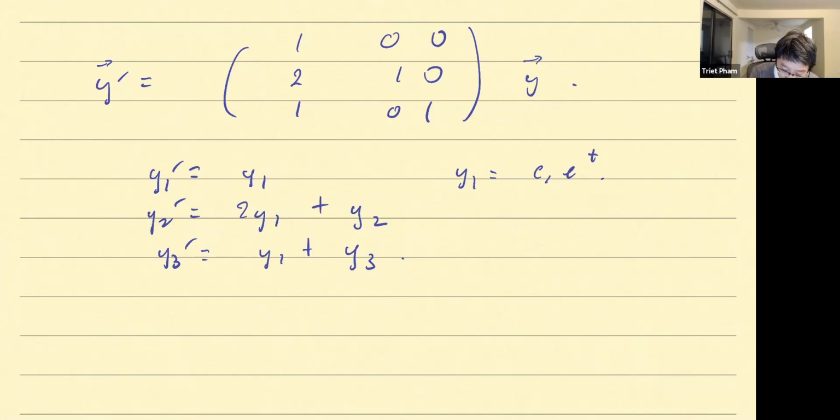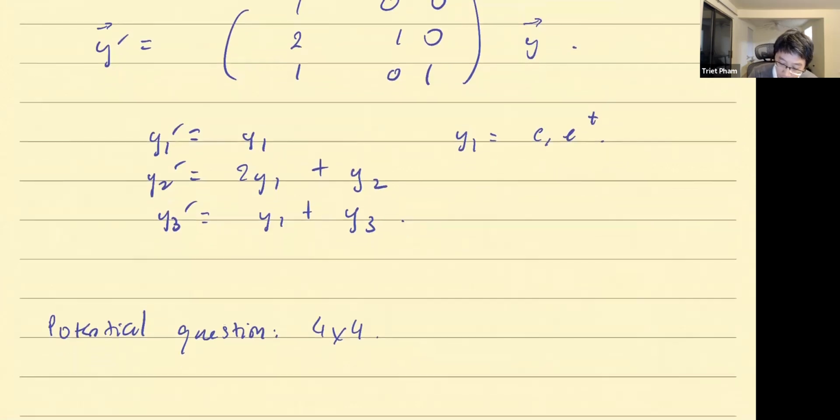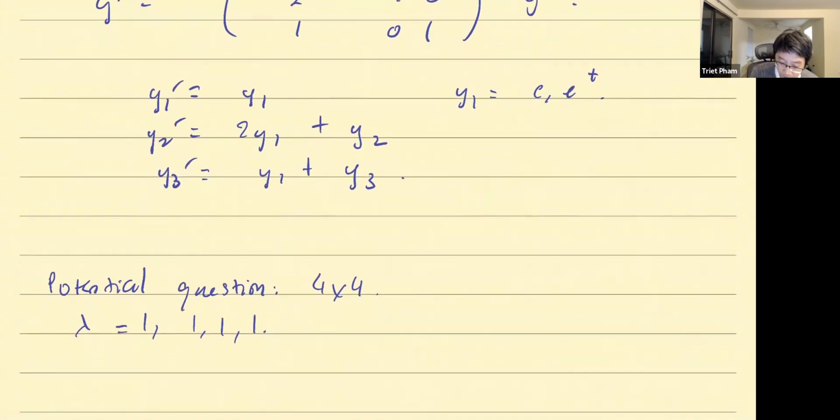So let me say this. This is not going to happen in this class, but if you care for a systematic understanding of stuff, let me say a potential question. Let's suppose you have a 4x4 system, and real life is more than that. Let's suppose that you have lambda repeating 4 times. How many variations can you have?